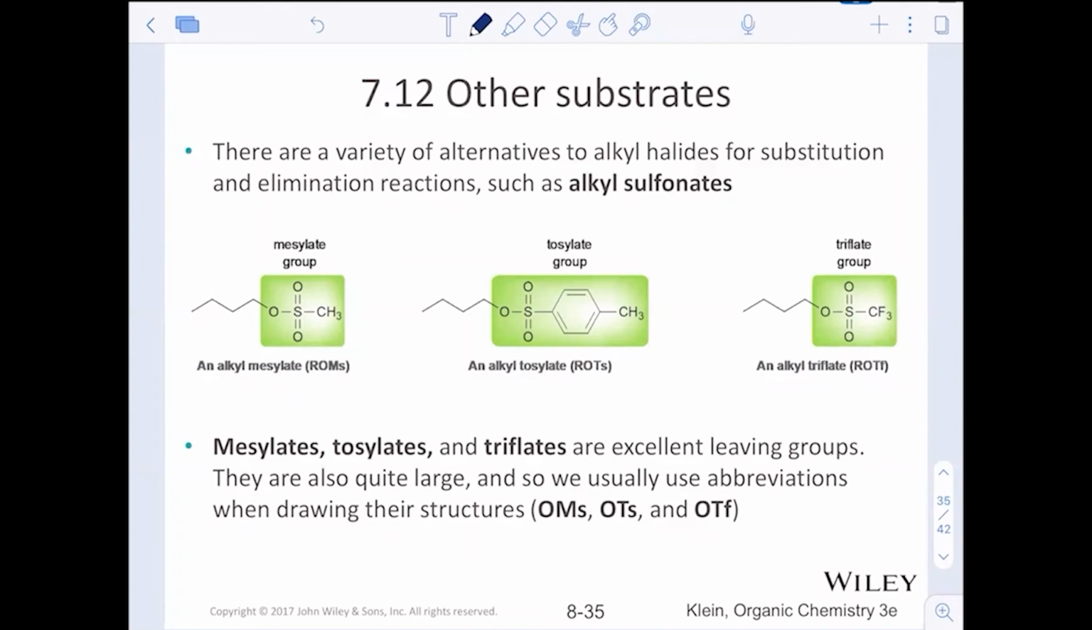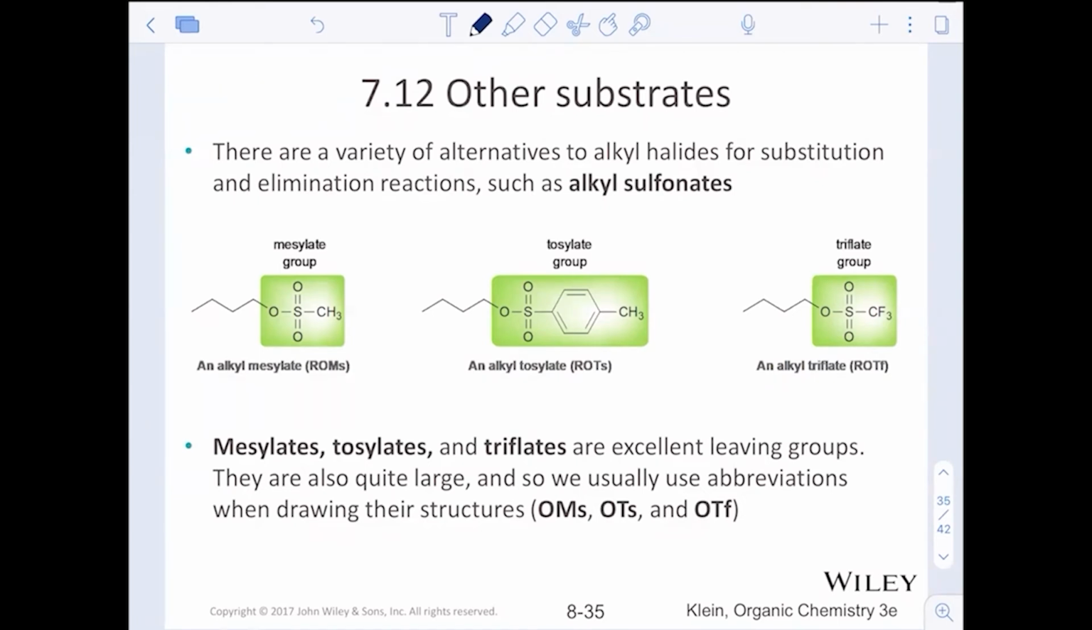Okay, let's dive into some other substrates that can do our SN2, SN1, E1 and E2 reactions. These are other good leaving groups. One class that we're going to look at is called the alkyl sulfonates. We talked about this at the very beginning of our chapter 7 discussion when we were talking about other good leaving groups other than the halogens.